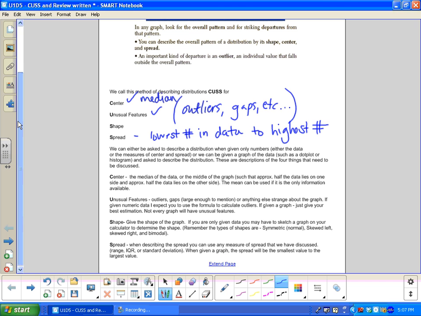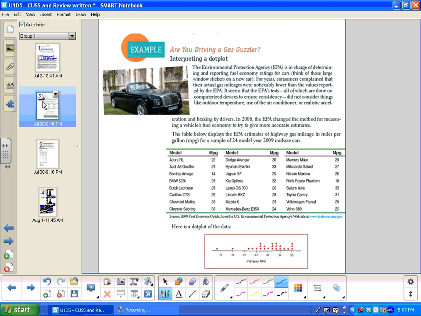Okay, so you can look over these, but I'm more interested in the next page and looking at this example. This actually came all the way back from the day that we did graphing quantitative variables. It's a different example. Here they have a bunch of miles per gallons of cars, and they have made a dot plot of the data. And now what we want to do is look at this dot plot and describe this distribution.